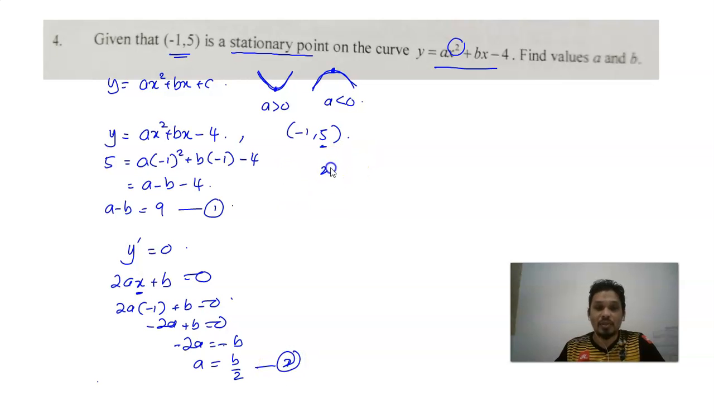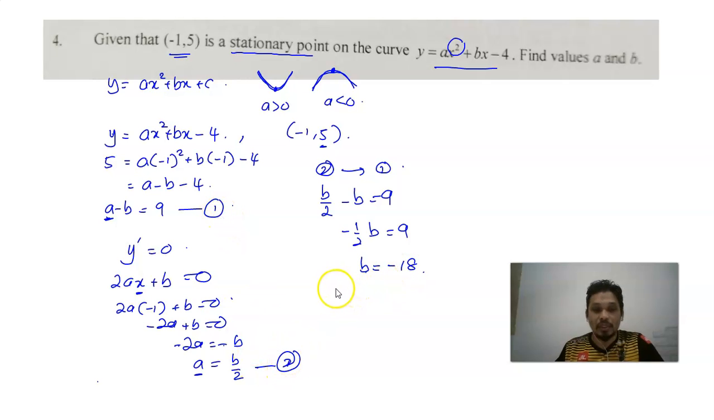Call this equation 2. Substitute equation 2 into equation 1: replace a with b over 2, so b over 2 minus b equals 9. That is a half b minus b, which is negative one half b, equals 9, so b equals negative 18. Substitute b equals negative 18 into equation 2, where a equals negative 18 divided by 2, equal to negative 9. So a equals negative 9 and b equals negative 18.